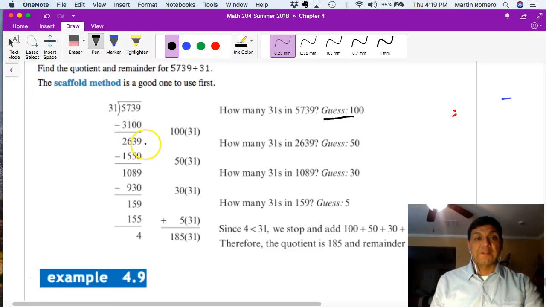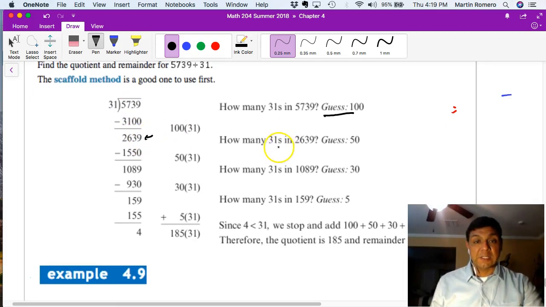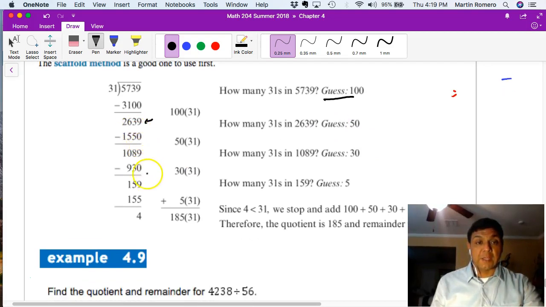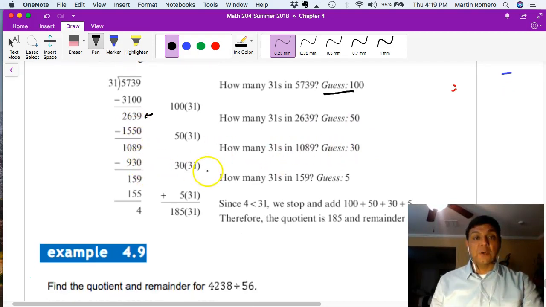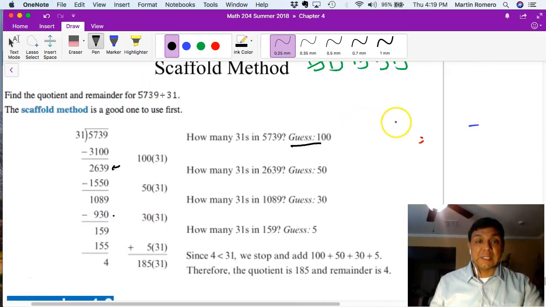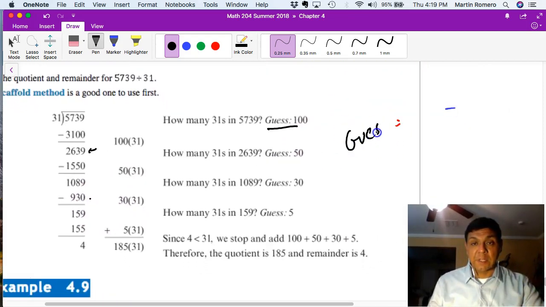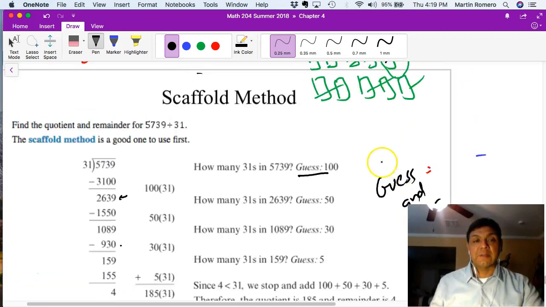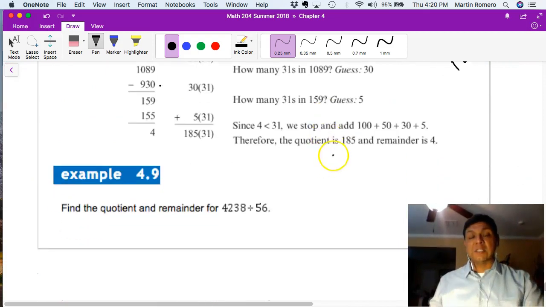What's left over? And you have a leftover amount. And then you ask yourself the question again. How many times does 31 go into this number? Well, let's go 50 times. It does. You subtract, you have a leftover. How many times does 31 go into 1,089? About 30 times, and then you multiply, get the answer. And so this is a guess and test method. Some of you really like guess and test. And so I kind of like division this way because I don't have to memorize all these steps. I can just actually do the subtraction.